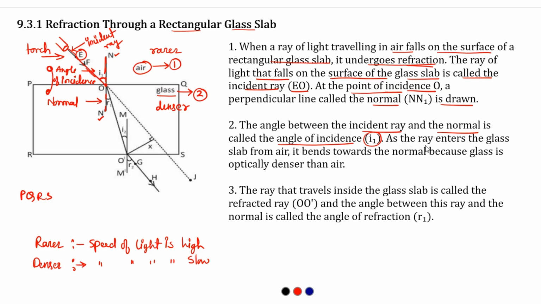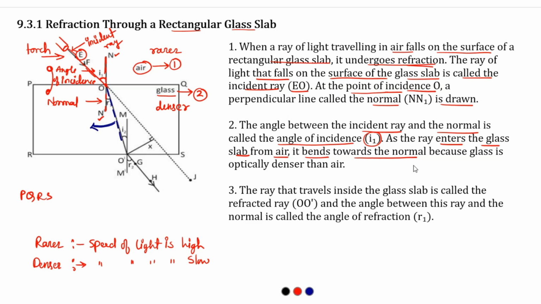Now the next, as the ray enters the glass slab from air, it bends towards the normal. So see here, once the ray enters the glass slab, it will not go straight. It will bend like this. Can you see this? Let me change the color. I will take blue color. So like this, the light will go. Instead of going straight, it is bending towards the normal. Can you see this dotted line? It would have gone straight like this, but instead of going straight, it is bending towards the normal. And this ray is called the refracted ray.